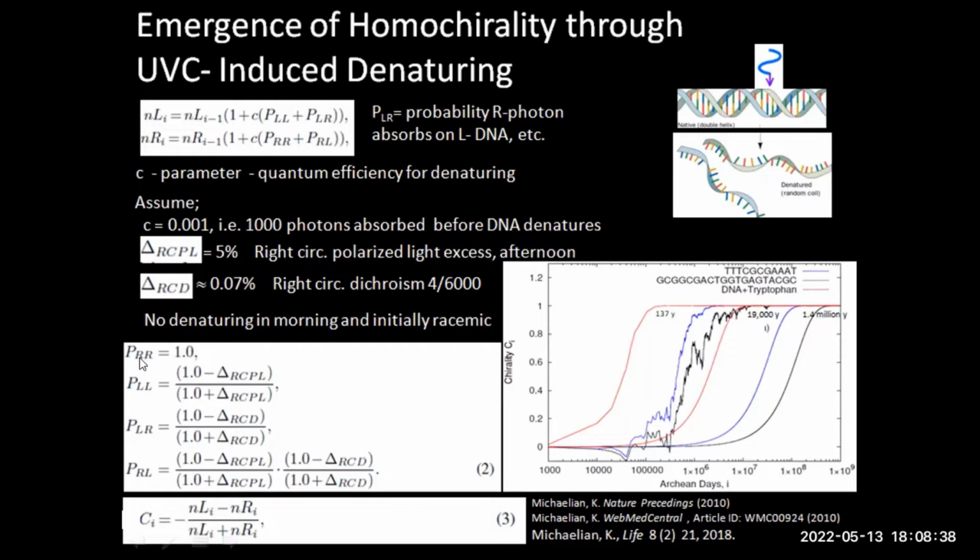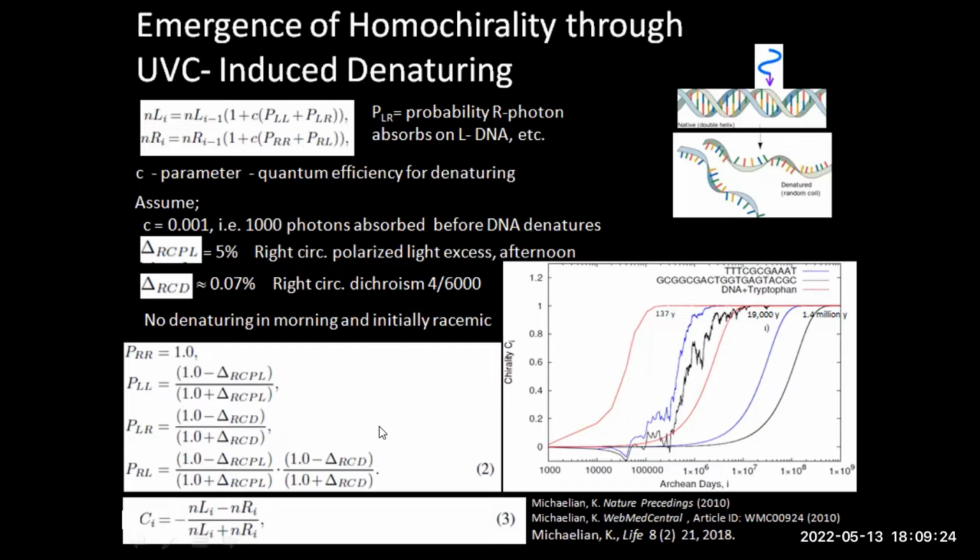So if we set the probability for absorption of a right-handed photon on right-handed DNA equal to 1, then, just thinking about this, you can convince yourself that the probability, for example, of left-handed circularly polarized light being absorbed on left-handed DNA is just this equation, and so on for the others. And then we develop what we call the chirality, which is just the number of left-handed minus the number of right-handed DNA over the sum of the two, the left-handed plus right-handed DNA.